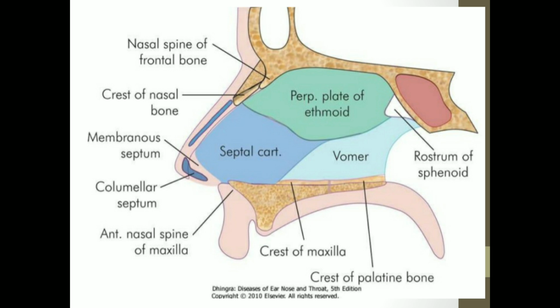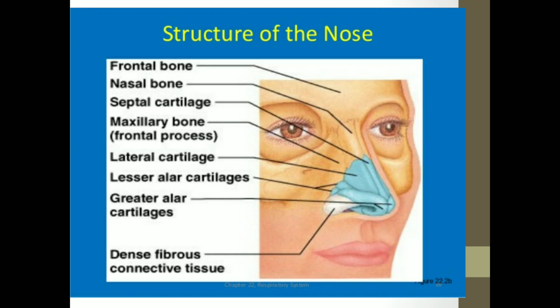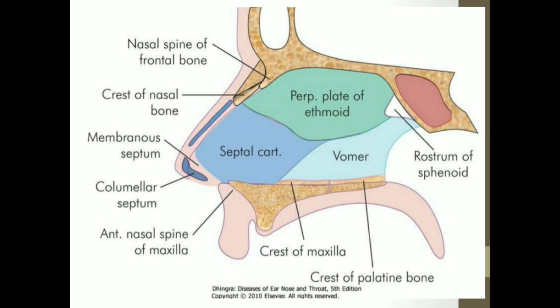The nasal septum consists of a bony part, a cartilaginous part, and fibrofatty tissue. So you see bones forming it, the cartilage forming it, and this part is fibrofatty tissue. First we look at the bones forming the nasal septum. The bones forming the nasal septum are the perpendicular plate of ethmoid and the vomer.